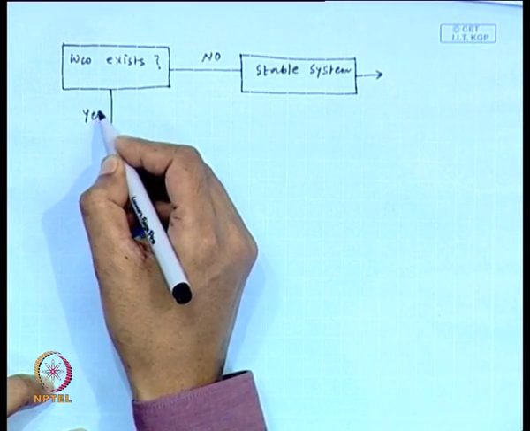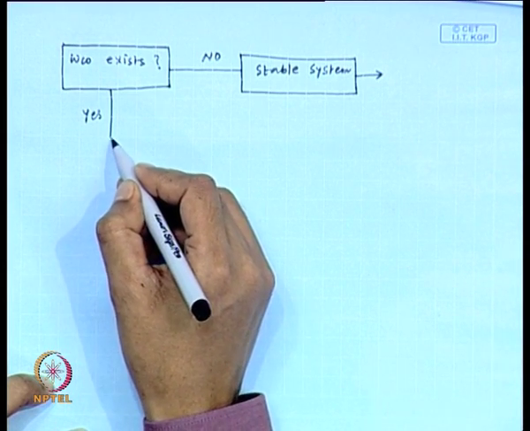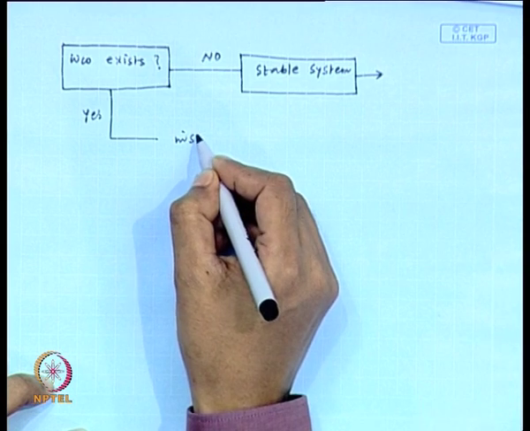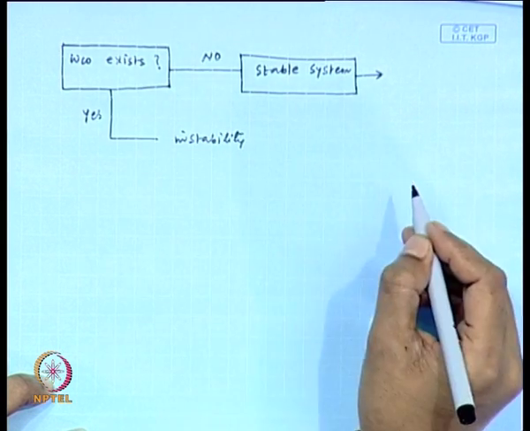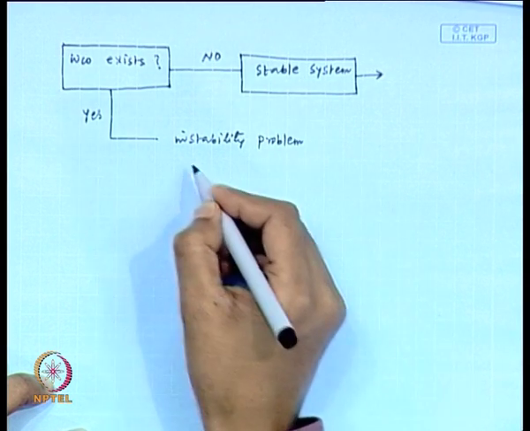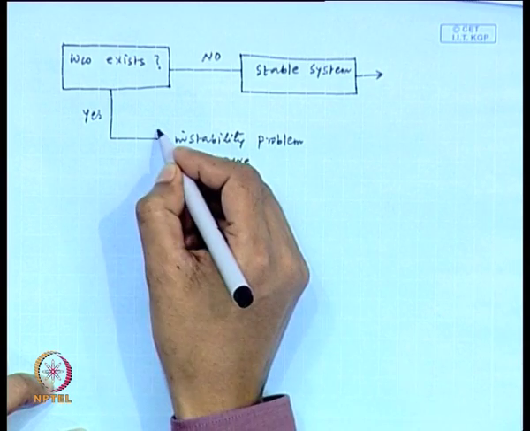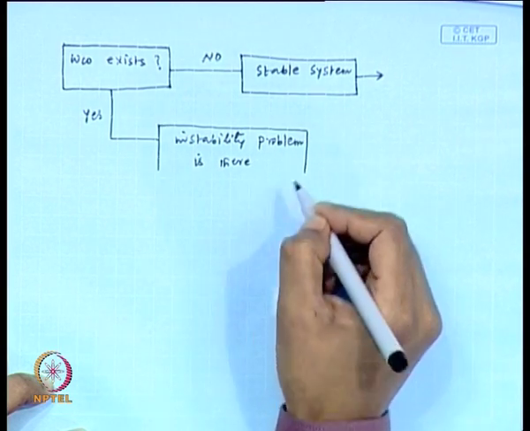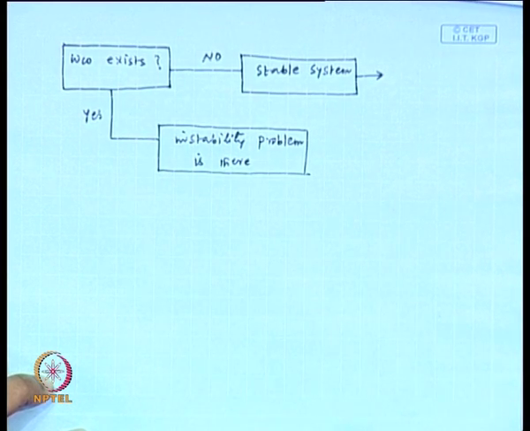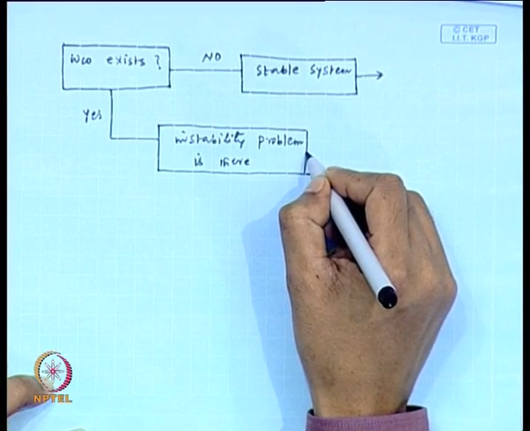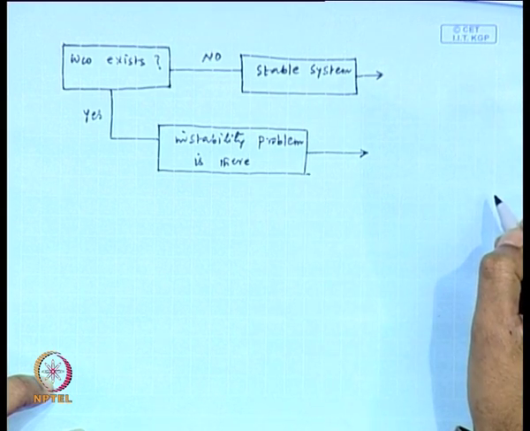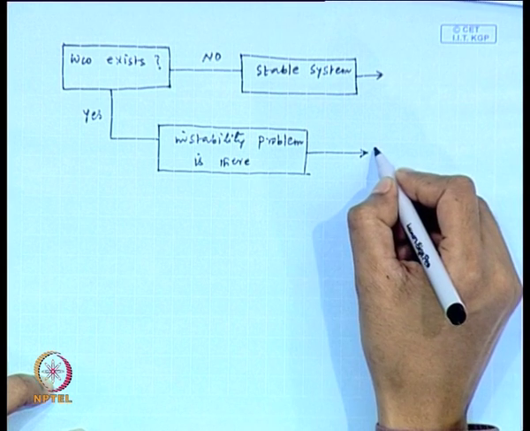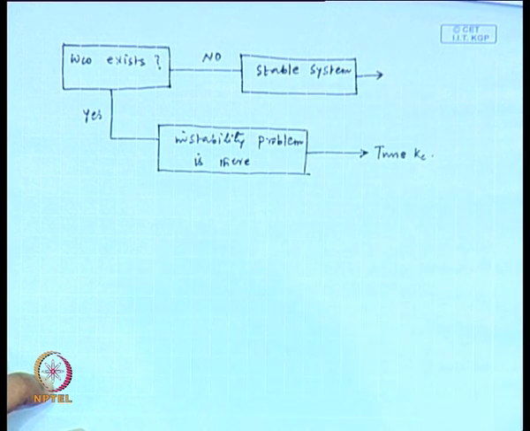Now, if the answer is yes, crossover frequency exists, then instability problem is there. So, how can we make this unstable system stable? We can make it stable by tuning the controller. If there is any instability problem, tune Kc, fine.